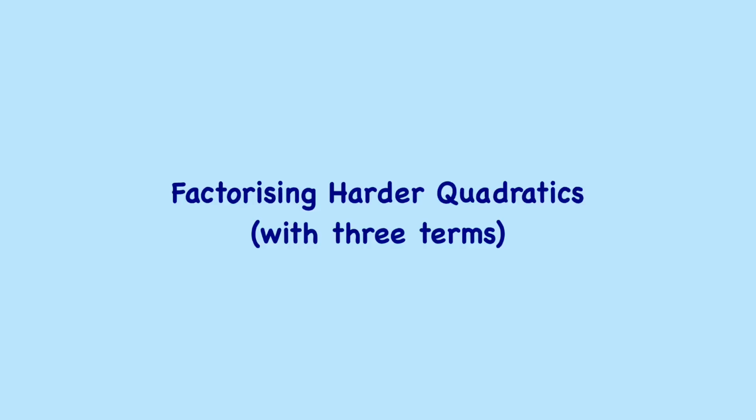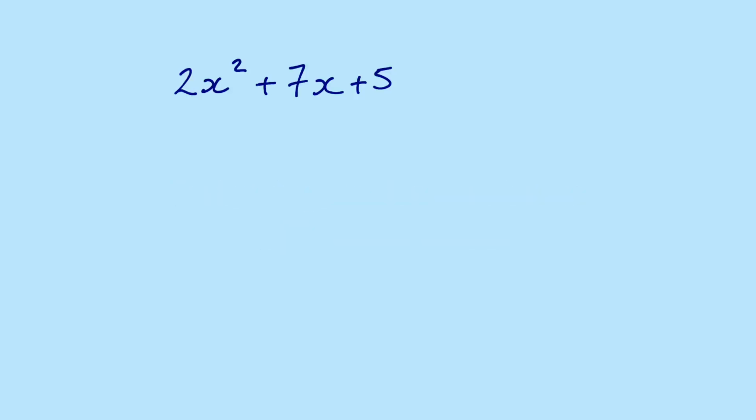Factorising harder quadratics. In the previous clip, we looked at factorising quadratics where the coefficient of the x squared term was 1. In this clip, we're looking at quadratic expressions where the coefficient of the x squared term is greater than 1. As you can see here, the coefficient of the x squared term is 2.